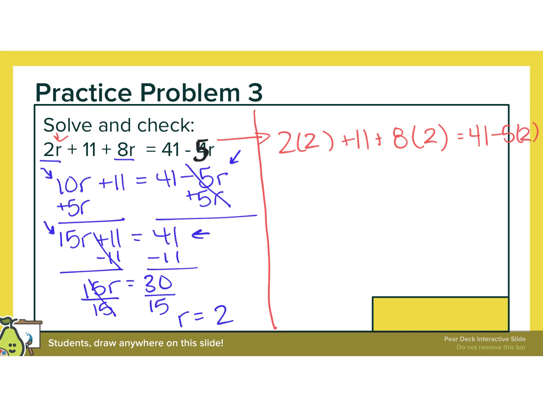And we're multiplying. 2r means 2 times r. So 2 times 2 is 4. Bring down the 11. 8 times 2 is 16. Bring down the 41. 5 minus 2 is 10. So now I can just add. 16 and 4 is 20. 20 plus 11 is 31. 41 minus 10 is 31. Same number means I'm right. I can put my answer in the box.